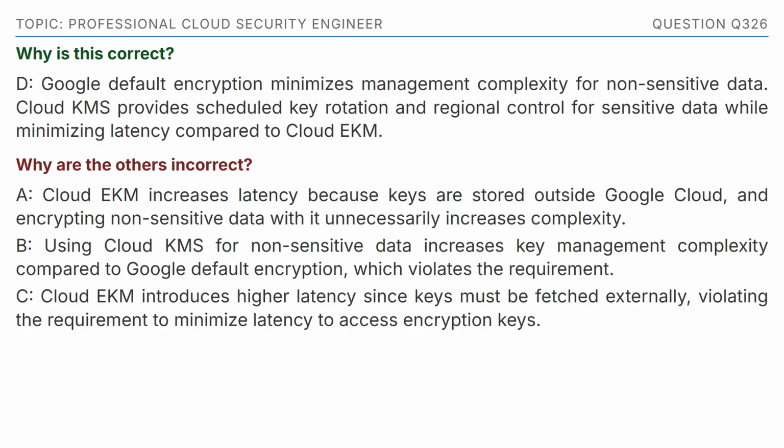Why are the others incorrect? A. Cloud EKM increases latency because keys are stored outside Google Cloud, and encrypting non-sensitive data with it unnecessarily increases complexity. B. Using Cloud KMS for non-sensitive data increases key management complexity compared to Google Default Encryption, which violates the requirement. C. Cloud EKM introduces higher latency since keys must be fetched externally, violating the requirement to minimize latency to access encryption keys.